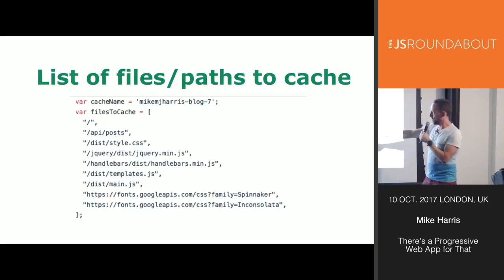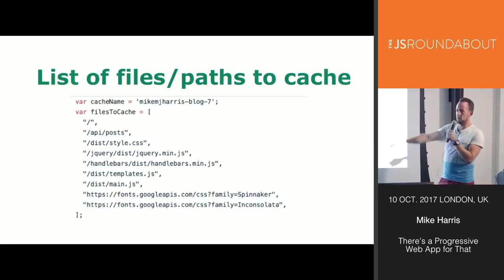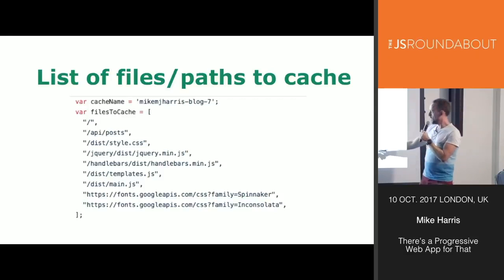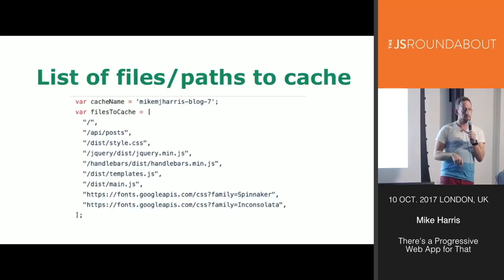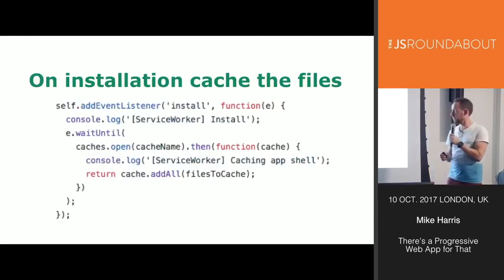As you can see, my app's not super complicated. There's an API which I can get all my posts from. It's worth noting you don't have to be limited to routes that are in your domain. So here I'm getting some Google API stuff, some fonts. I've got a couple other JavaScript files there. So that's the first step.